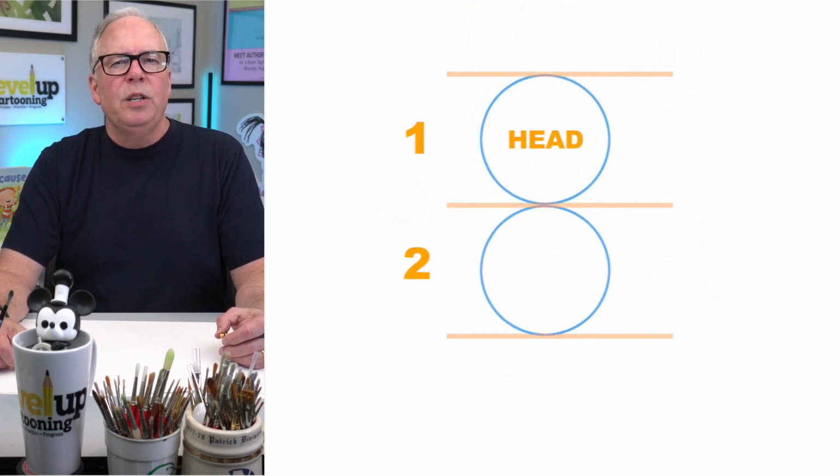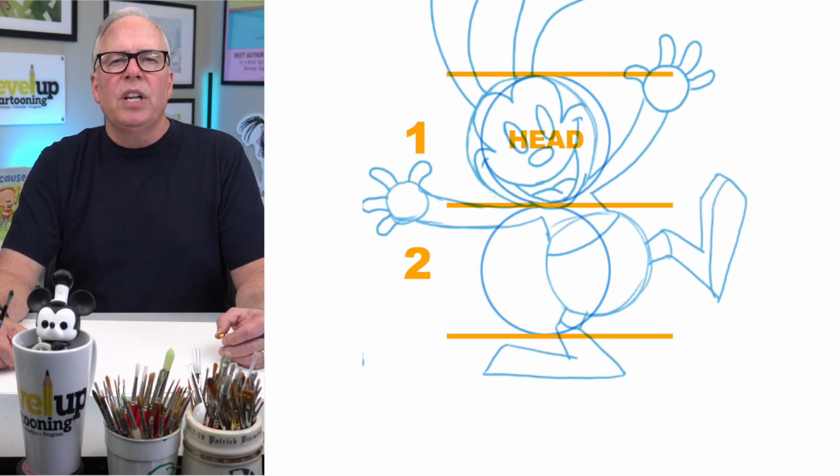Oswald, like Felix, is basically 2.5 heads tall. In other words, however tall his head is, the whole character is about 2.5 of those, not counting his big ears. Okay, so let's start with a roadmap for Oswald the Lucky Rabbit in our dynamic pose exercise.